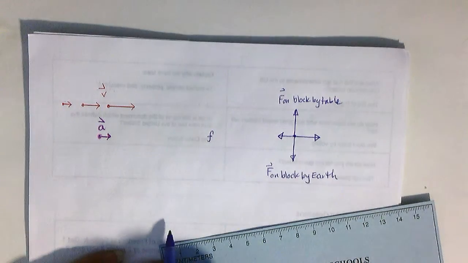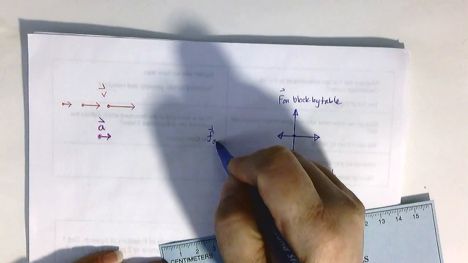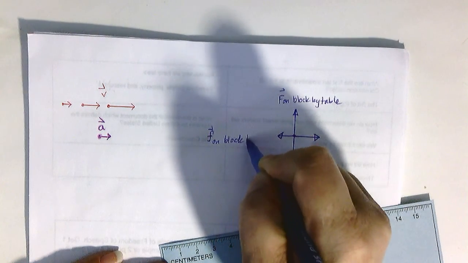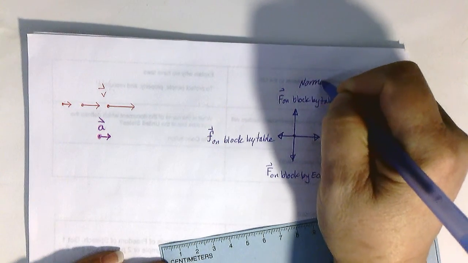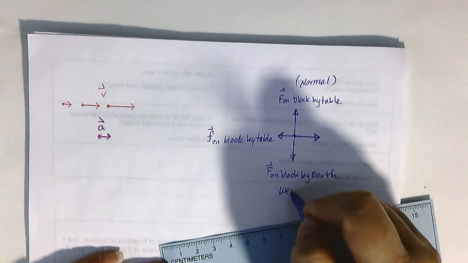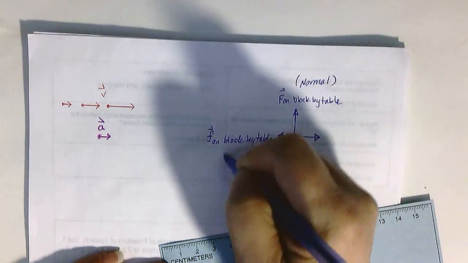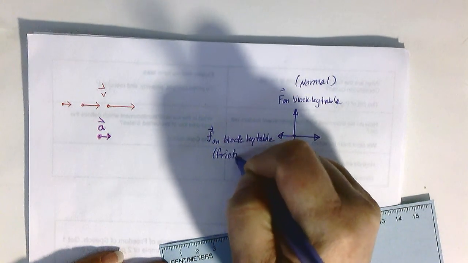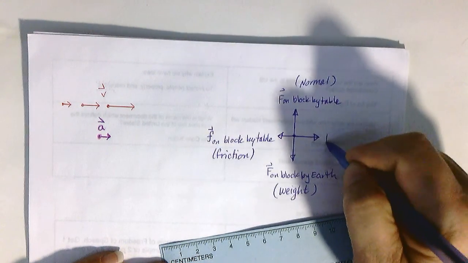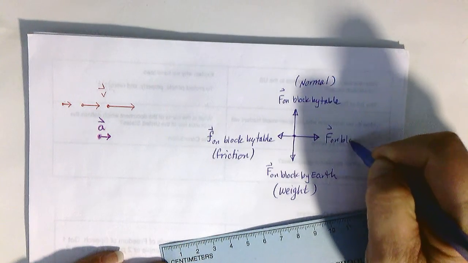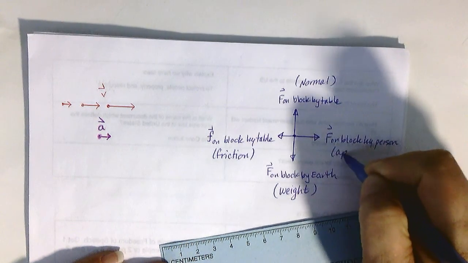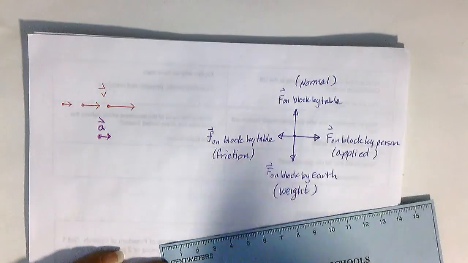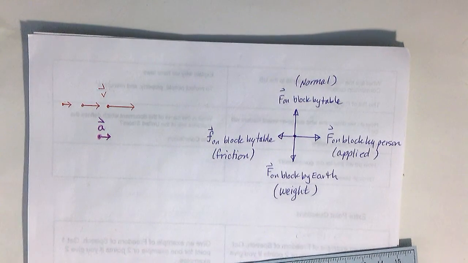Okay, remember that we use a lowercase f for friction. So that's force on block by table. And I'm going to label this. This is your normal force. This is your support force. This is your weight. This is your friction. And this is going to be your applied force, force on block by person. Okay, so those are the forces that are acting on the block.